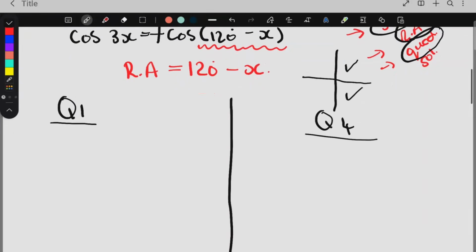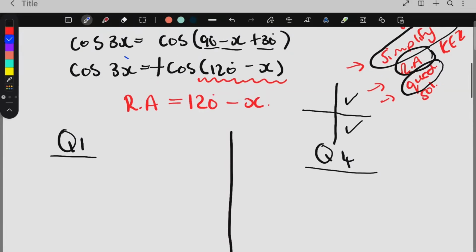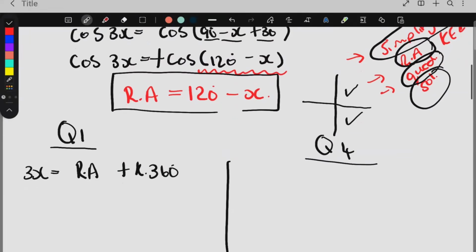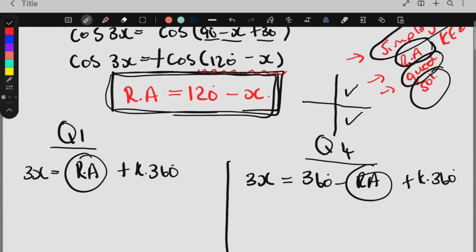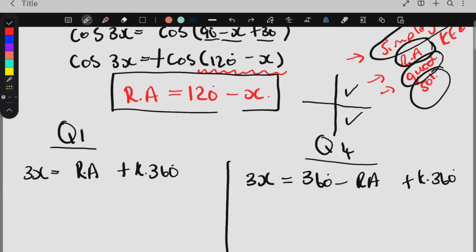So in quadrant 1, I always start with this angle over here. And in quadrant 1, I'm going to write 3x is equal to the reference angle plus k360. And in quadrant 4, I'm going to start with this 3x again. So in quadrant 4, we write 3x is equal to 360 minus the reference angle plus k360. And in each case, I'm going to replace the reference angle with this expression over here because that is my reference angle. Eh? So let's start.